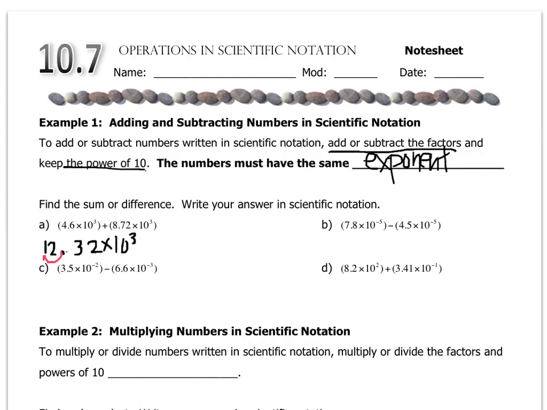And in order to do so, I have to make this number make up for it by going one higher. So my final answer is going to be 1.232 times 10 to the fourth. So if this one moves left, then this one has to move one more to the right.